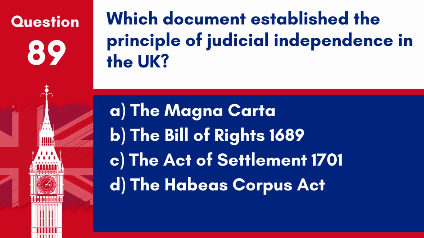Question 89. Which document established the principle of judicial independence in the UK? A. The Magna Carta. B. The Bill of Rights 1689. C. The Act of Settlement 1701. D. The Habeas Corpus Act. Answer: C. The Act of Settlement 1701. The Act of Settlement established the principle of judicial independence by ensuring that judges could only be removed by Parliament, not the monarch.